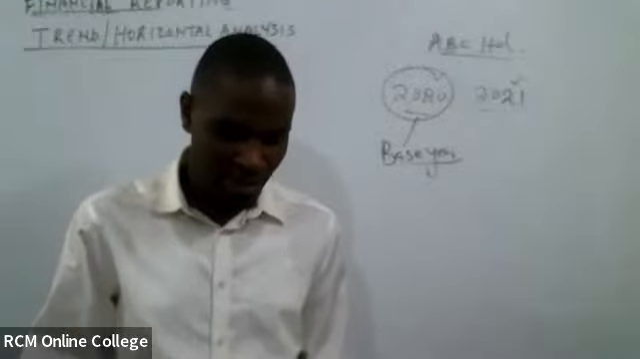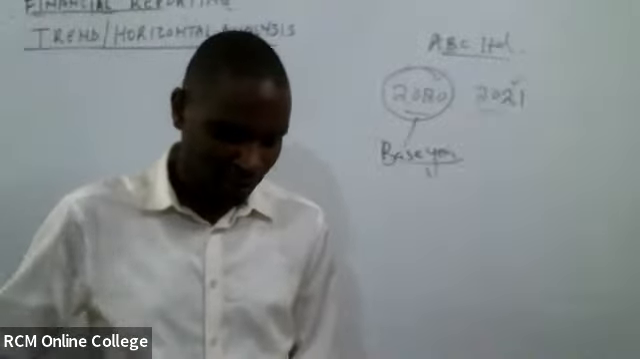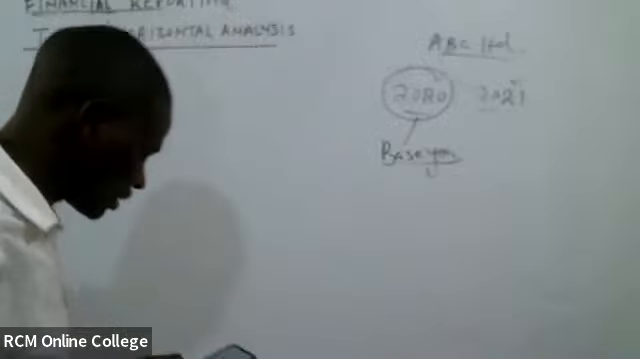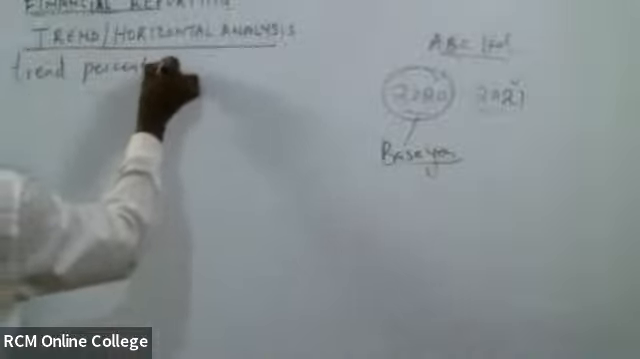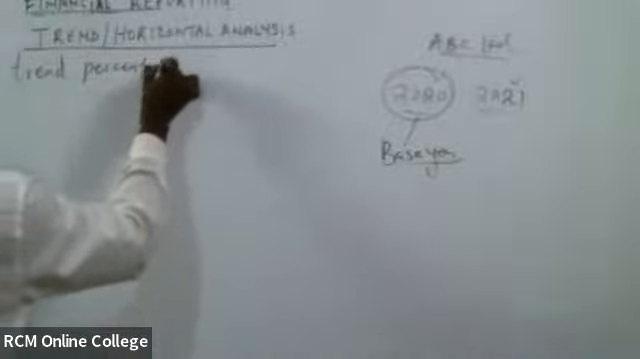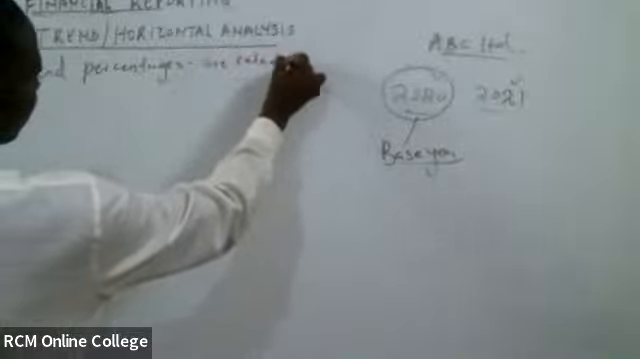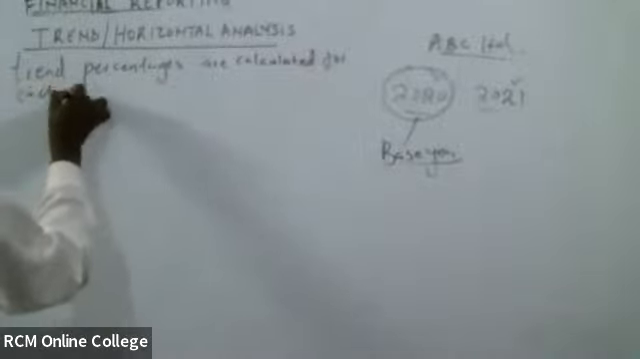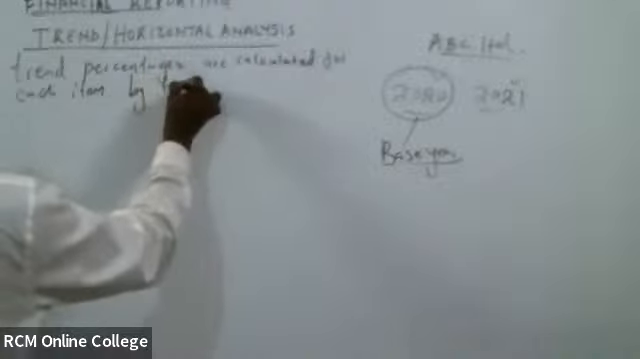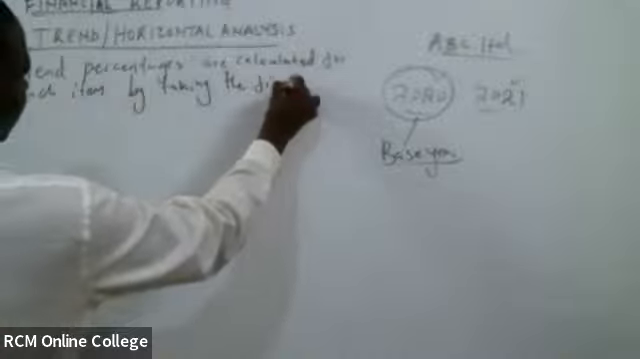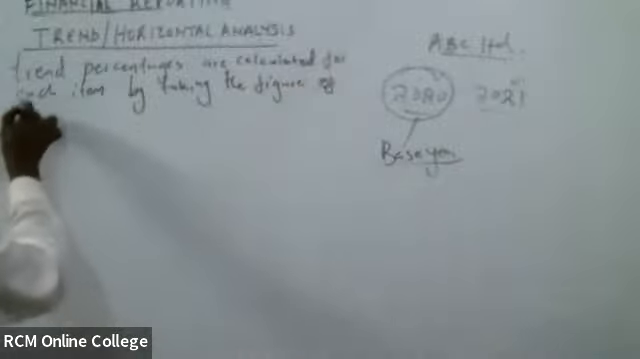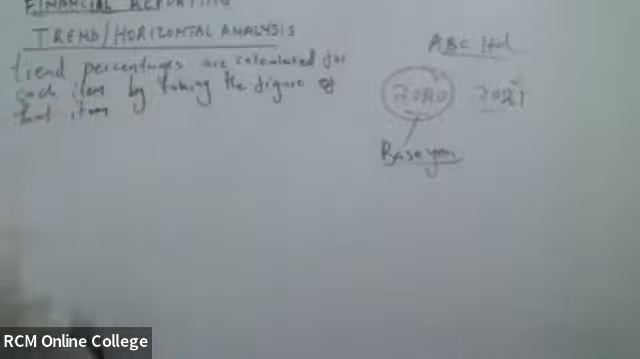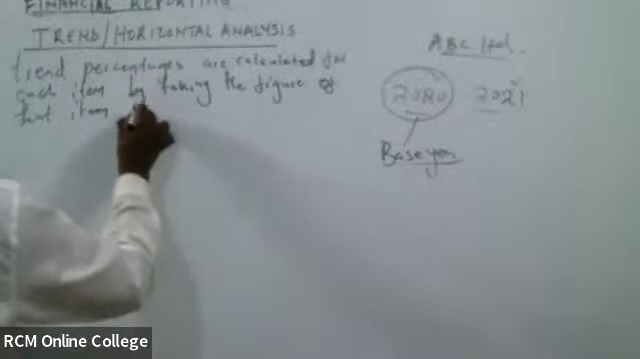In this analysis, the trend percentages are calculated for each item by taking the figure of that item for the base year taken.